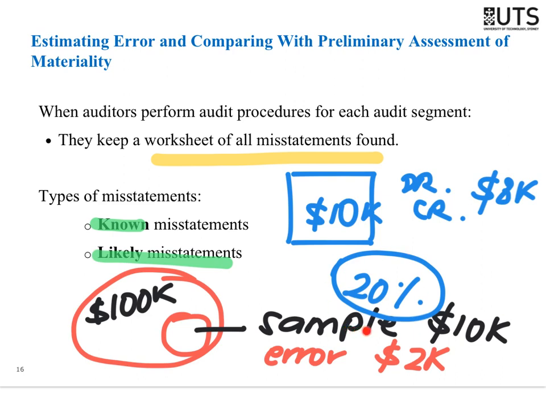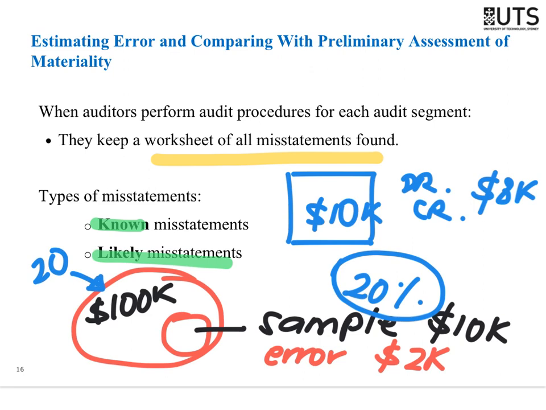Now remember, you are assuming that the sample that you have selected represents the whole group. What does that mean? Here's your link. If this sample reflects the whole group and you found a 20% error in that sample, you know what that means? That means that you believe there's a 20% error in the whole group. So you do this process, and the process is called projection. You project the error onto the whole group. What does that mean? That means you take that 20% and you multiply it to the total value of that population. Now, what's $100,000 multiplied by 20%?